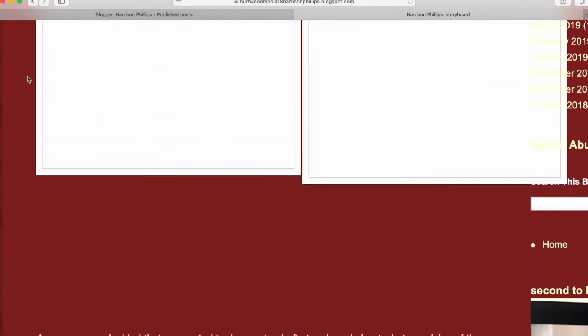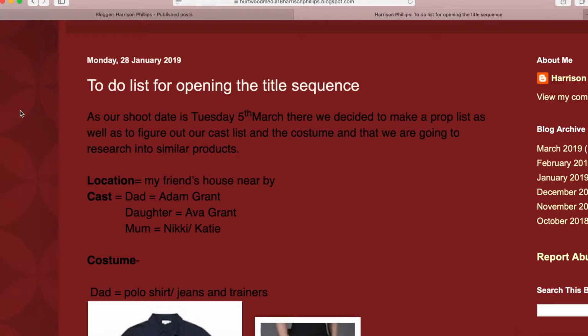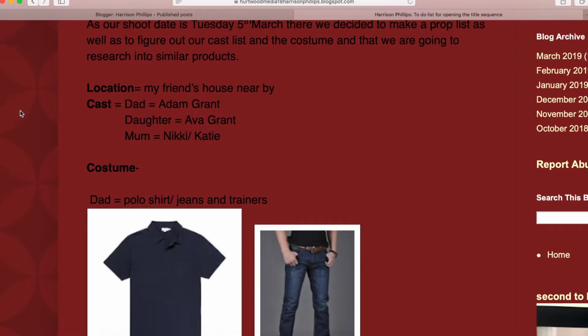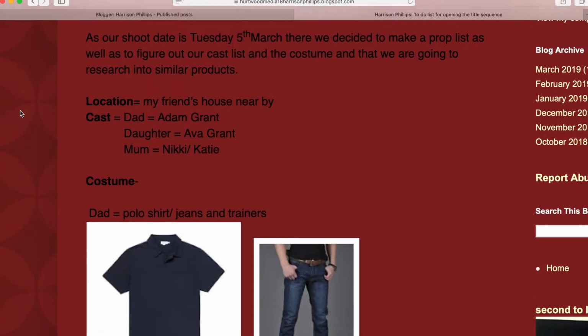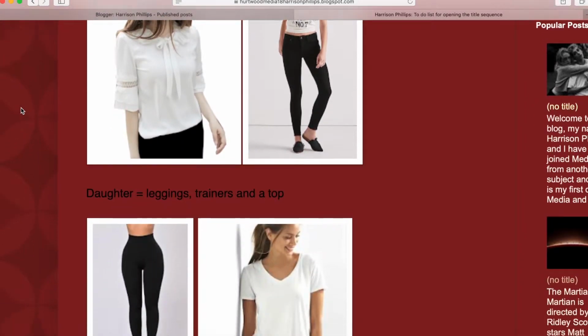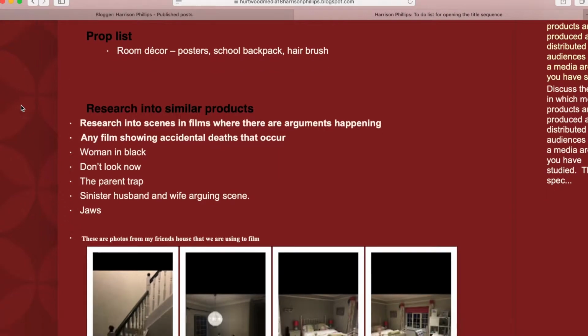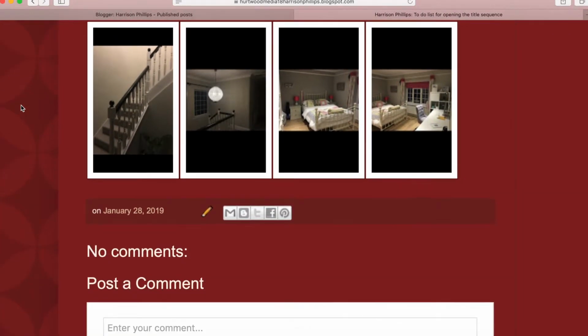After deciding on an idea and elaborating it, we decided to do one storyboard so we could all visualise what it would look like in our heads. We then created a costume list of what the father will wear, mother will wear, and the daughter will wear, so we could further visualise what our opening title sequence would look like in our heads. We also had the location at my friend's house, which we thought would be perfect to use.